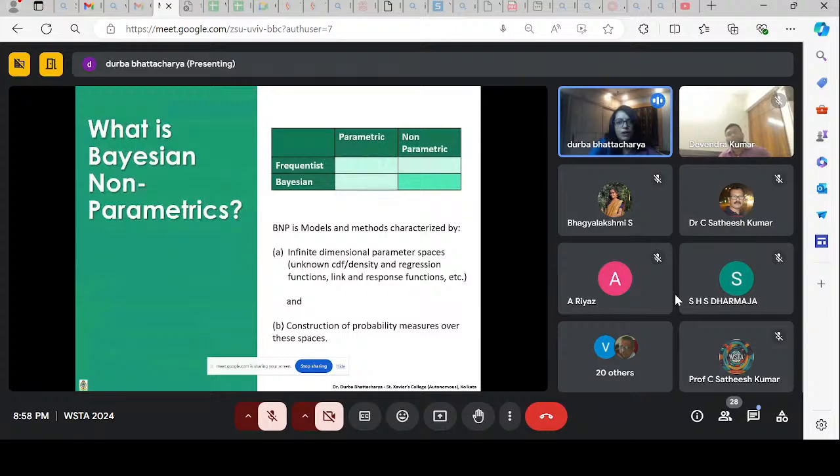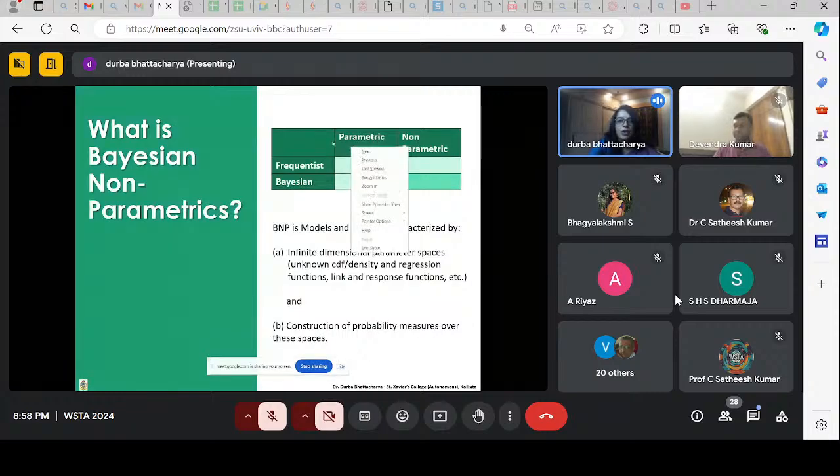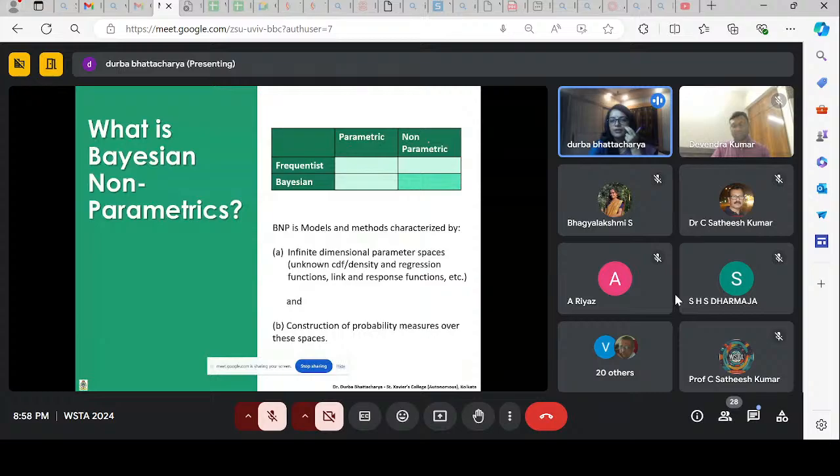We are all familiar with the frequentist parametric approach, which mainly focuses on methods like maximum likelihood estimation. We are familiar with frequentist nonparametric methods, which are based on ranks, or on very general assumptions on the functional form of the probability distributions, like continuity. And we are familiar with Bayesian parametric methodologies. So whatever doesn't fall in these three categories falls in the category of Bayesian nonparametrics.